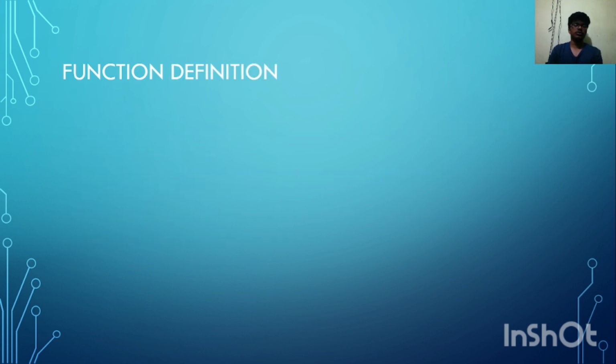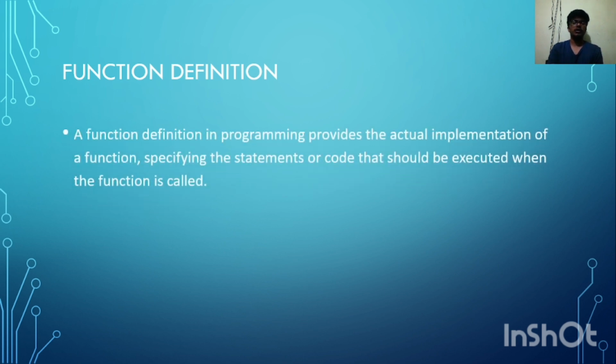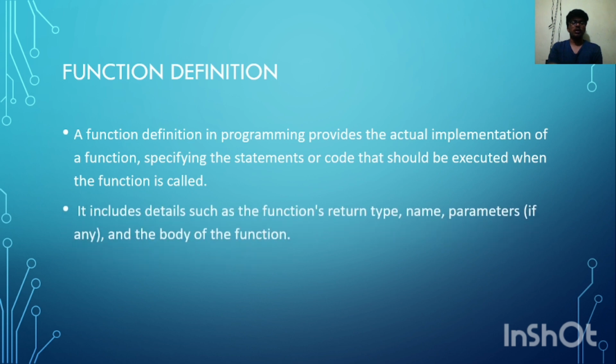Now let's go through function definition. A function definition in programming provides the actual implementation of a function, specifying the statements or code that should be executed when the function is called. It includes details such as the function return type, name, parameters, if any, and the body of the function.